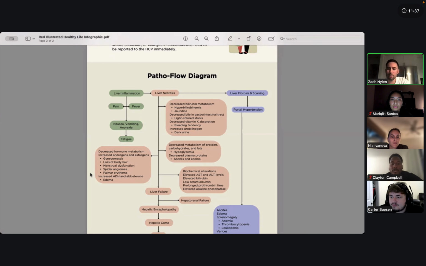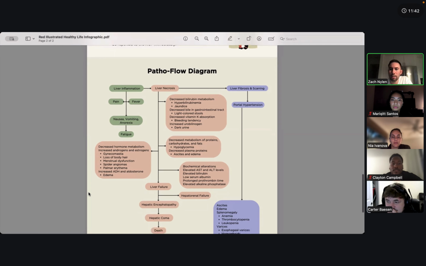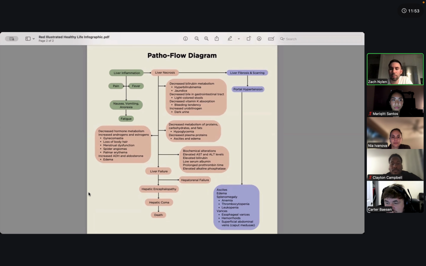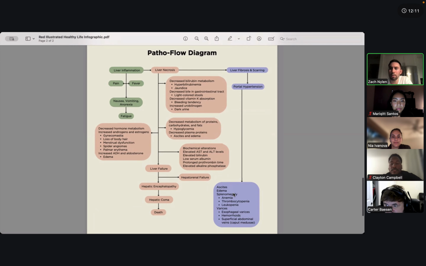And then as liver damage worsens, biochemical alterations occur. These include elevated AST and ALT, elevated bilirubin, low serum albumin, prolonged PT, and elevated alkaline phosphatase. These lab values help confirm liver dysfunction, as we mentioned earlier. And then progression of liver damage leads to liver fibrosis and scarring, which eventually causes portal hypertension. Portal hypertension results in ascites, edema, and splenomegaly, which then contributes to anemia, thrombocytopenia, and leukopenia.